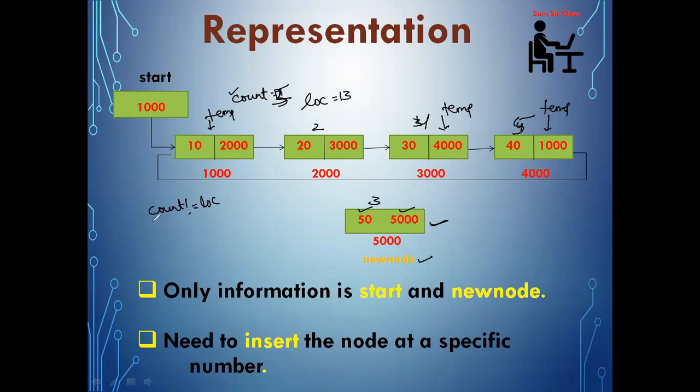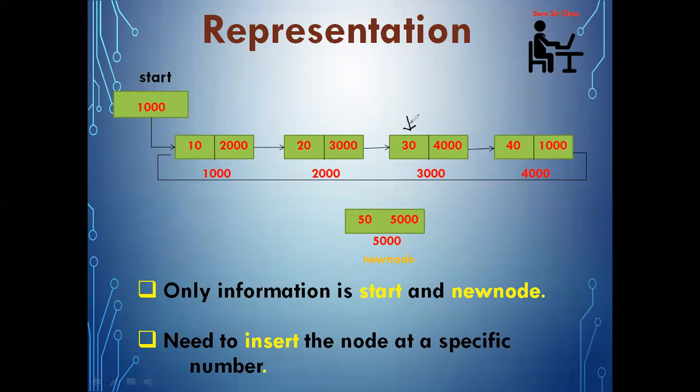So on this condition only we cannot rely, because this condition is feasible only when the node number is available. Clear? If the node number or the location is not present, then we have to add one more condition that temp is not equal to start, because temp has started from the starting node. Again it will go on searching. If it reaches the start node again, that means the location we have entered is not available in the list.